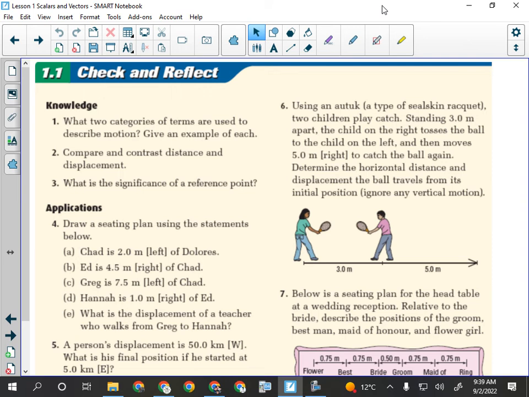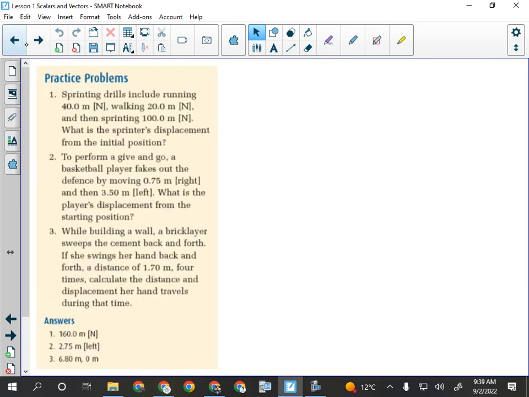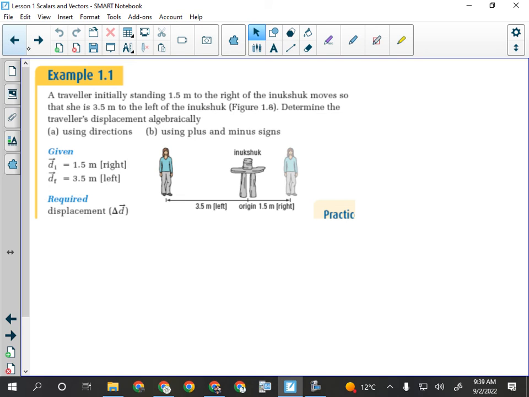Question number 3 is something we didn't talk about yesterday. We did talk about 1 and 2, but question number 3 we didn't. The significance of a reference point. We actually had a couple of questions where a reference point was important, but we didn't talk about it. And that would go back to this question. What's the reference point for this question?